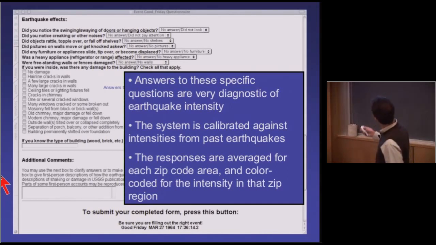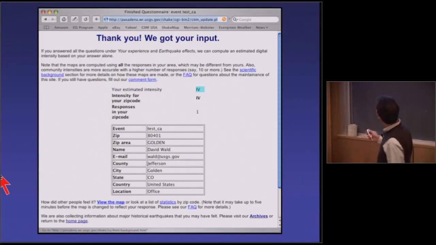So I went in and I just put in a couple answers to the questions. It came up and gave me an intensity 4, my location. It says that my intensity, my zip code, was 4. If there were other people that had different values, they would average out. And I was the only one in this case for that particular zip code.